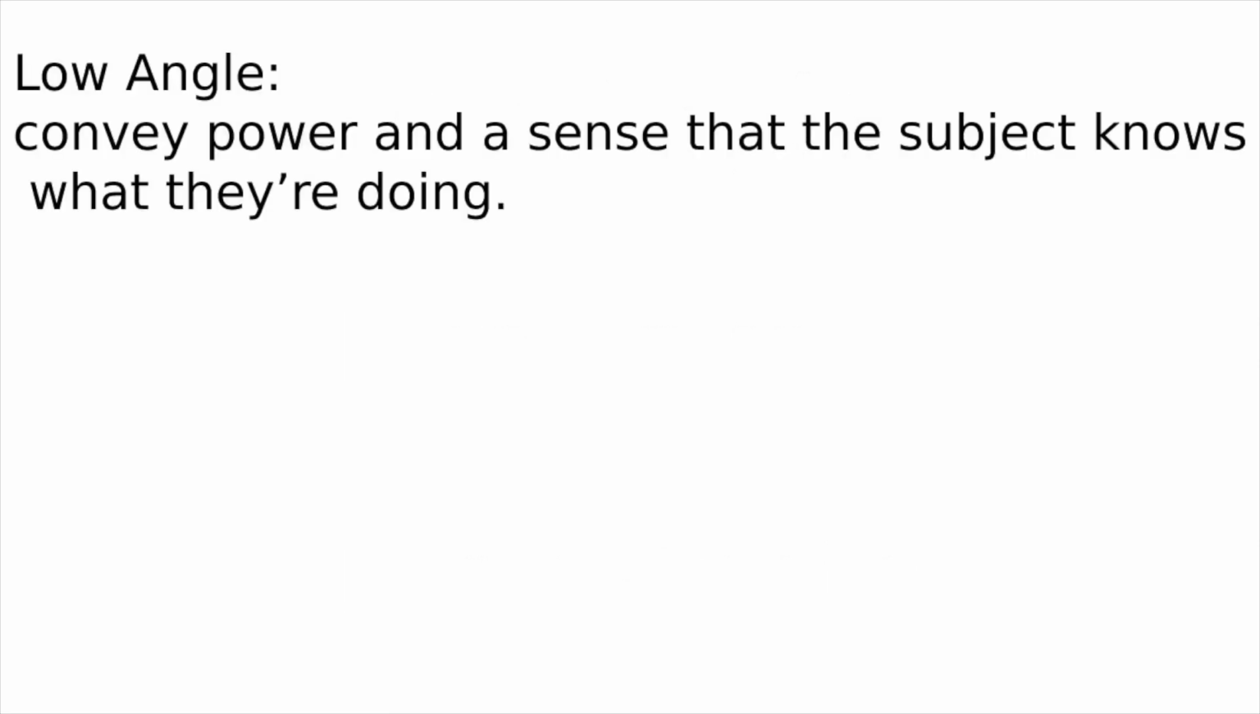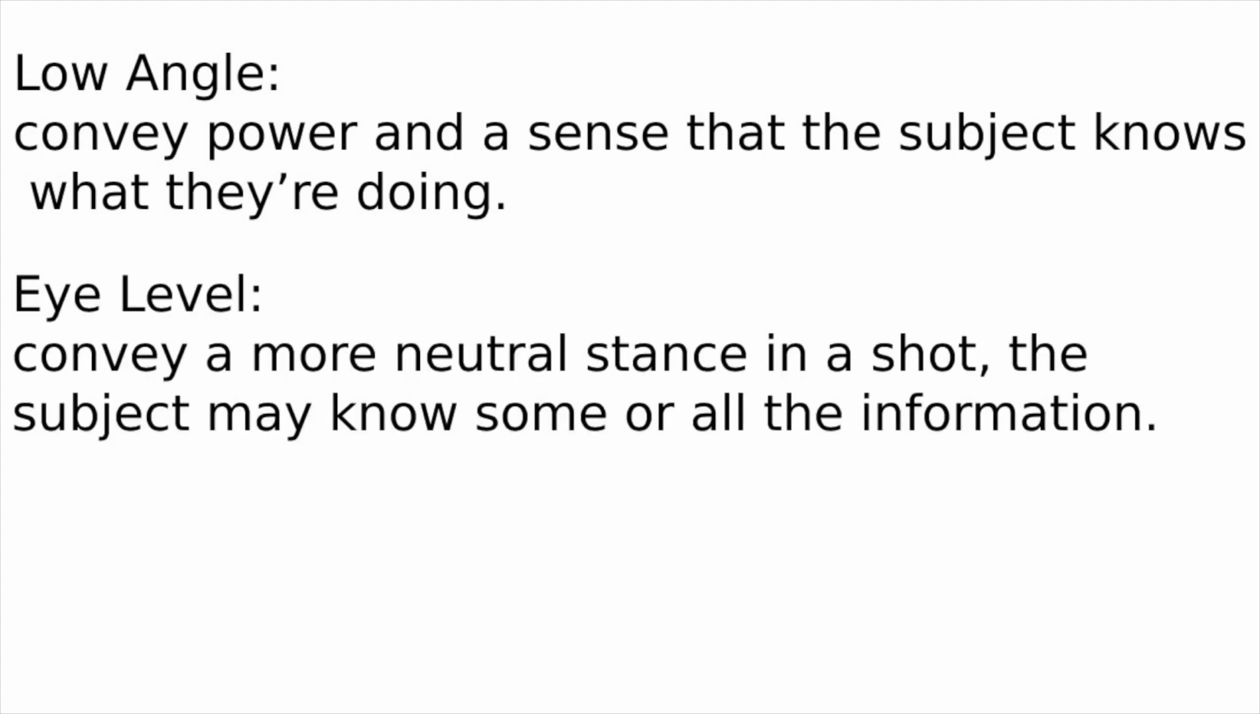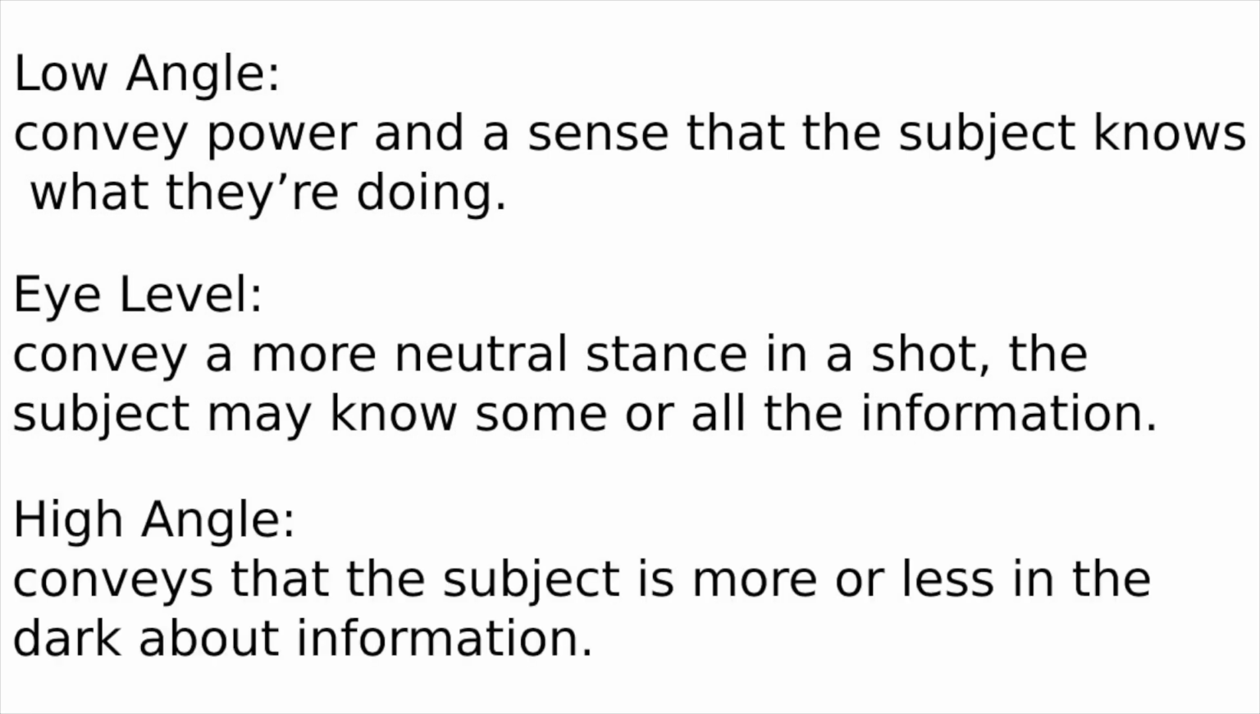Low angles traditionally convey power and a sense that the subject knows what they're doing. Eye level angles convey a more neutral stance in a shot. The subject may know some or all of the information. The high angle typically conveys that the subject is more or less in the dark about information. Most angles in film should be eye level, and the use of high or low angles should be reserved for when you're trying to make a point. In writing, this would be like making your text bold or in italics because you want to stress something. Alright, let's get back to Jacob.